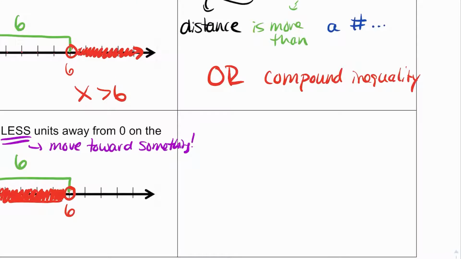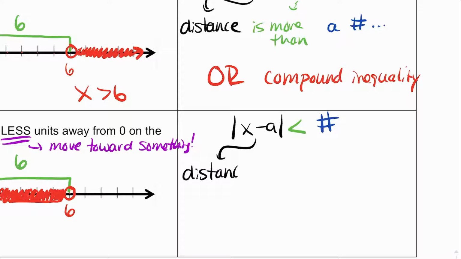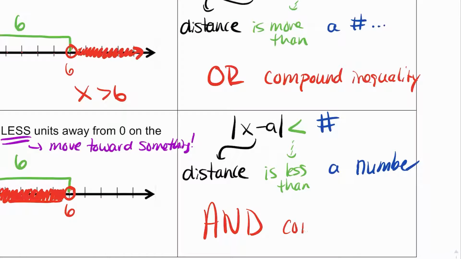So in general, if we have an absolute value, and inside that absolute value could be anything, if I see that that distance is less than something, and that thing could be any old number, let's write that in English first. If distance, because absolute value is distance, is less than a number, we can clearly see that this creates an and compound inequality. And that's going to be our first major task when we're dealing with absolute value inequalities.